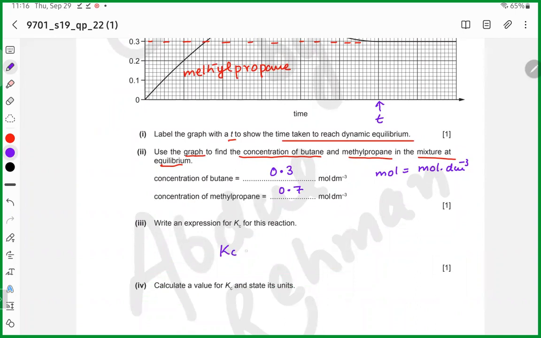So Kc is equal to the concentration of product, which means the concentration of methyl propane, divided by the concentration of butane, and it's like this. Is it clear to everyone? Yes, sir.